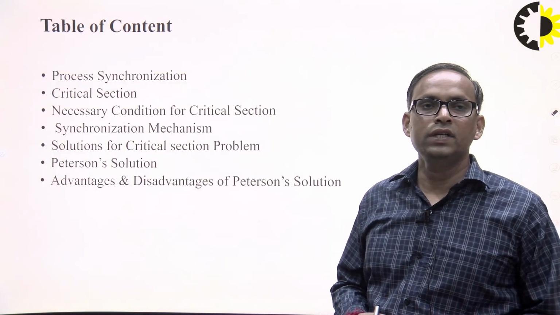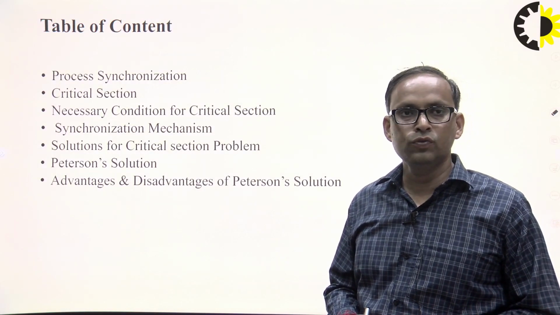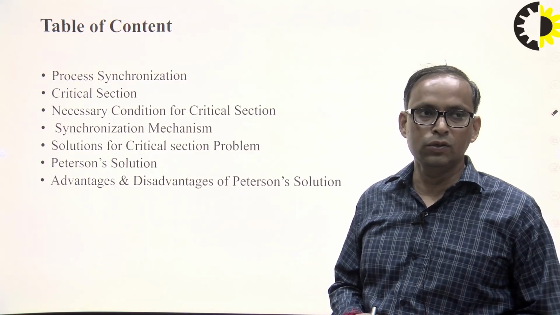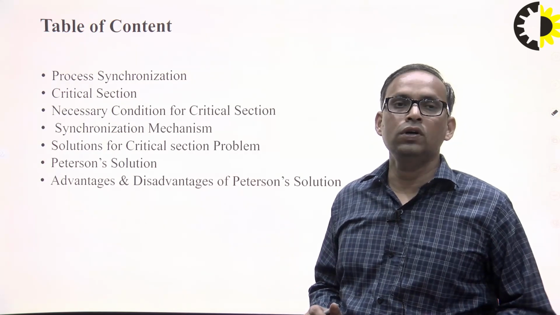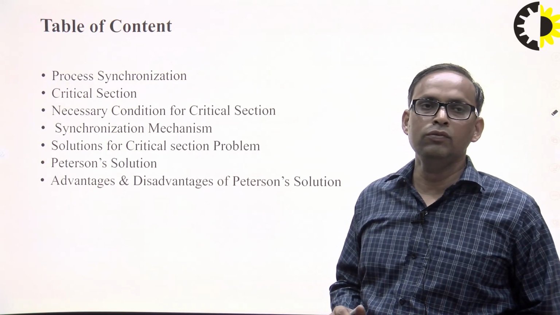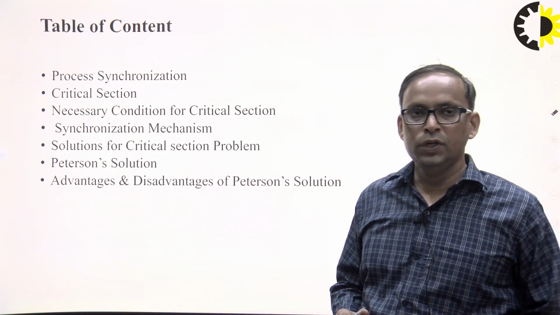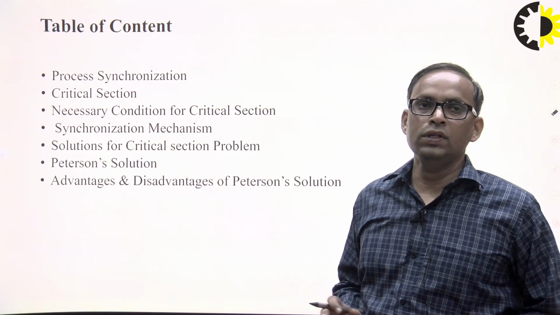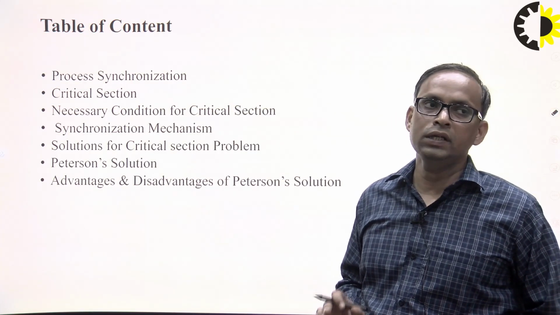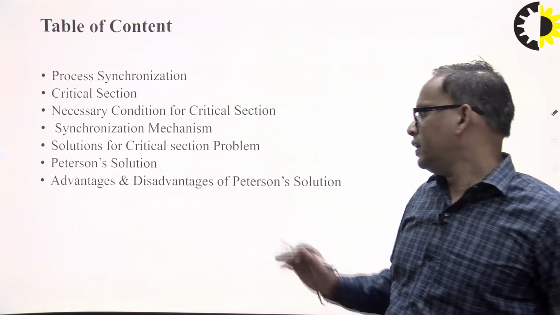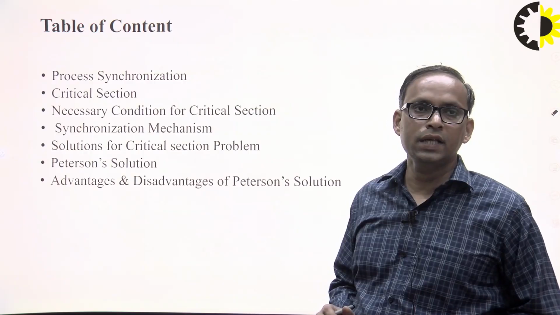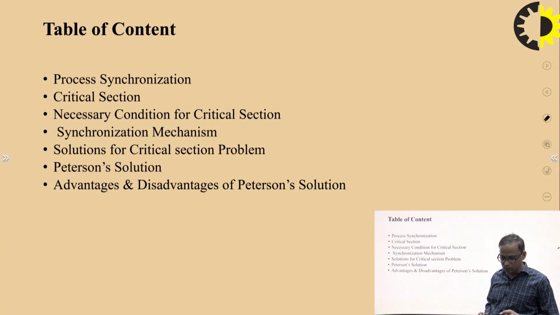Then we will see what different synchronization mechanisms are used for concurrent processes in an operating system, and there is the critical section problem. Different types of solutions are available for the critical section problem, like the Peterson solution and the Dekker solution. In this lecture, we will particularly concentrate on the Peterson solution of the critical section problem, and at the end we will see the advantages and disadvantages.